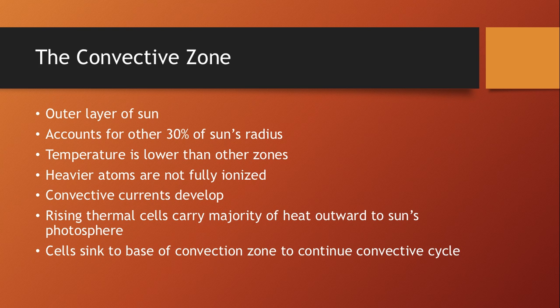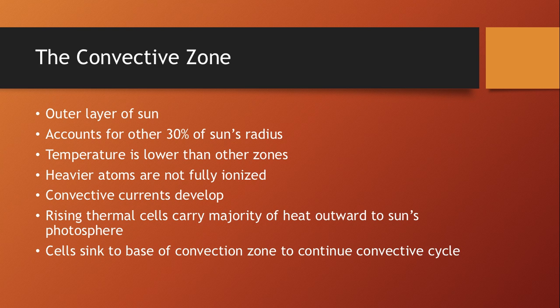Next is the convective zone. This convective zone is the outer layer of the sun. It accounts for the other 30% of the sun's radius. The temperature is lower in the convective zone than it is in any of the other zones. In this zone, heavier atoms are not fully ionized, and convective currents develop in this zone.